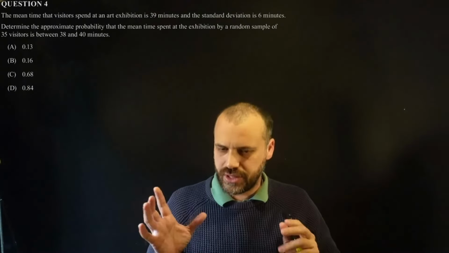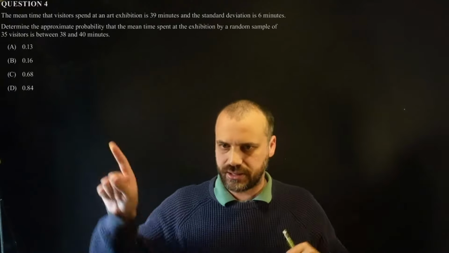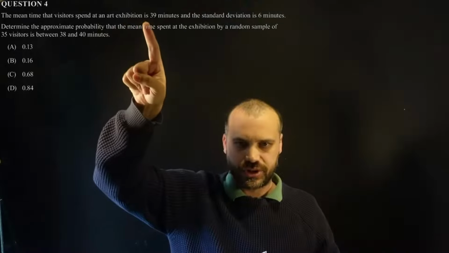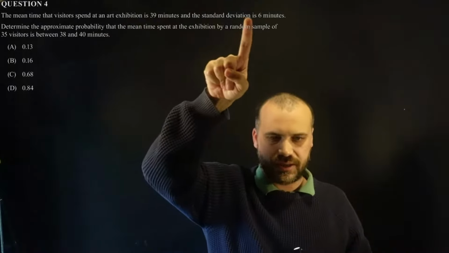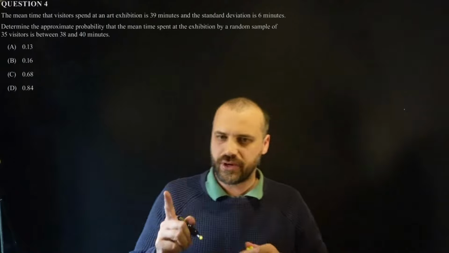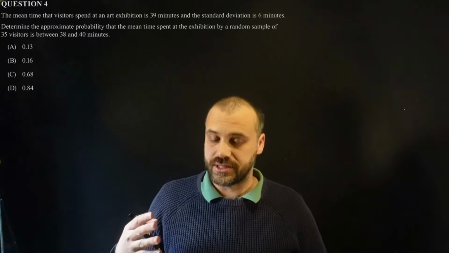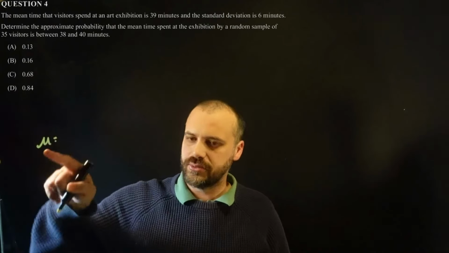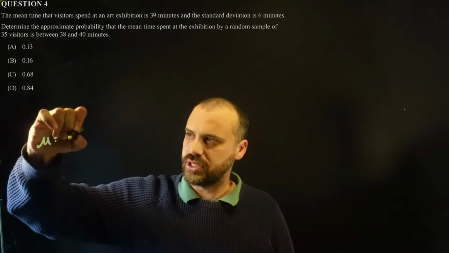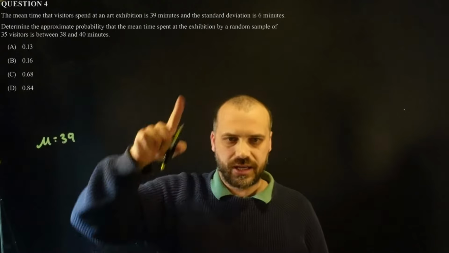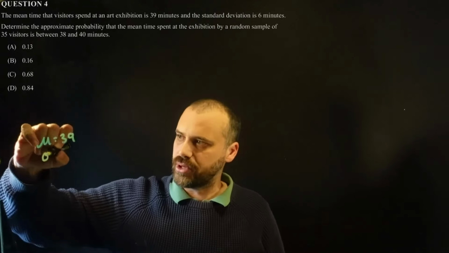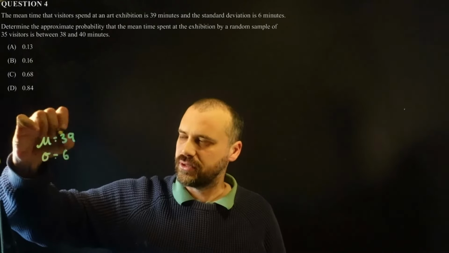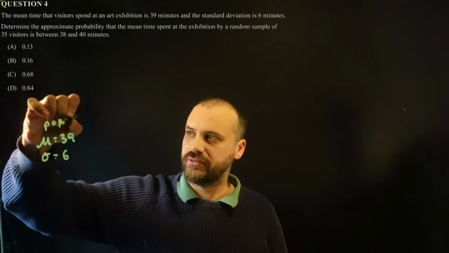So another question here where we're looking at sample means. It says the mean time for visitors spending at an art exhibition is 39 minutes and the standard deviation is 6 minutes. Now let me write that down. This is all visitors that visit this place, right? So the population mean, which we use mu for, is 39. And the standard deviation of the population, which we'll use sigma for, is 6.